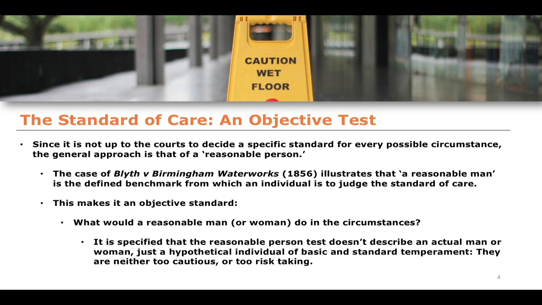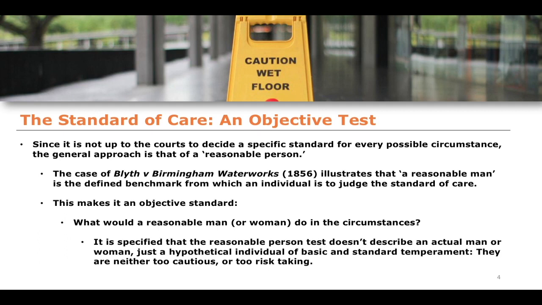It is specified that the reasonable person doesn't describe an actual man or a woman. It is not what this specific person would do. When we talk about a reasonable man test or a reasonable person test, we essentially are suggesting that there is a hypothetical individual who has the most basic standard of temperament. They are neither too cautious, nor are they too risk-taking. And the point of this is to suggest that because they are neither too cautious or too risk-taking, you're not subjecting an individual to too harsh a standard.